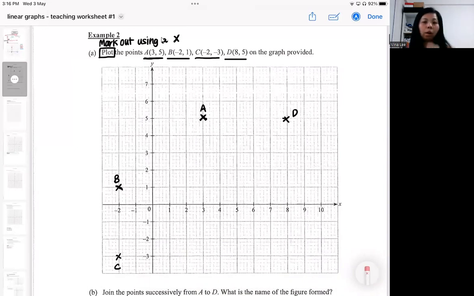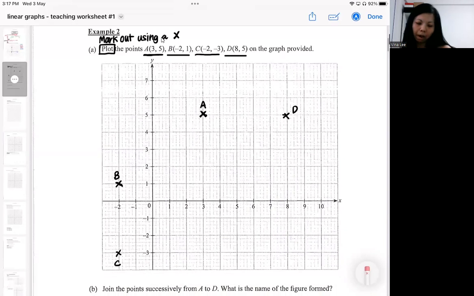So that's how you plot or mark up the coordinates. That is exactly how we mark out. You don't need to show the dotted line. The dotted line is like your working. So if you need the dotted line, you do it in pencil, then you erase it. Otherwise, your whole graph will be very messy, and later on you couldn't do things.